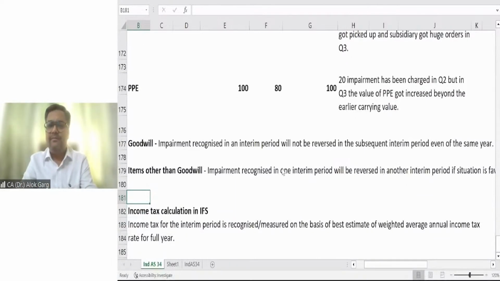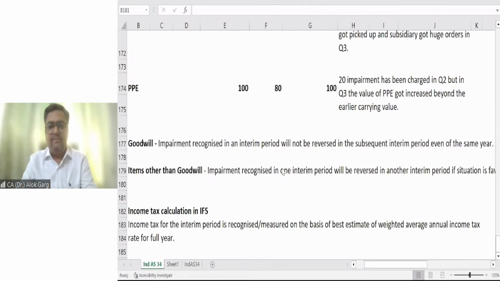Any question so far? Friends, any question? Now I am entering into the last concept of Ind AS 34, which is a very, very important concept from the examination perspective as well as from the real life perspective. Before that, I would like to know if you have any question from when we started this class till now. If you have any question, I will answer that. After that, I'll move on. Okay. If there is no question, let's move on.